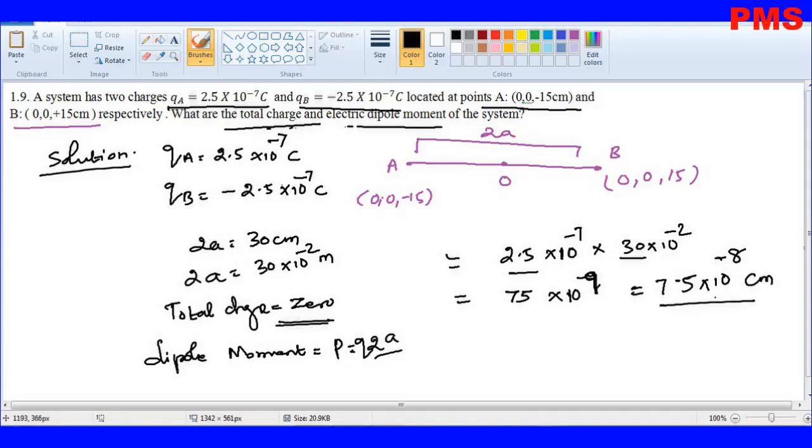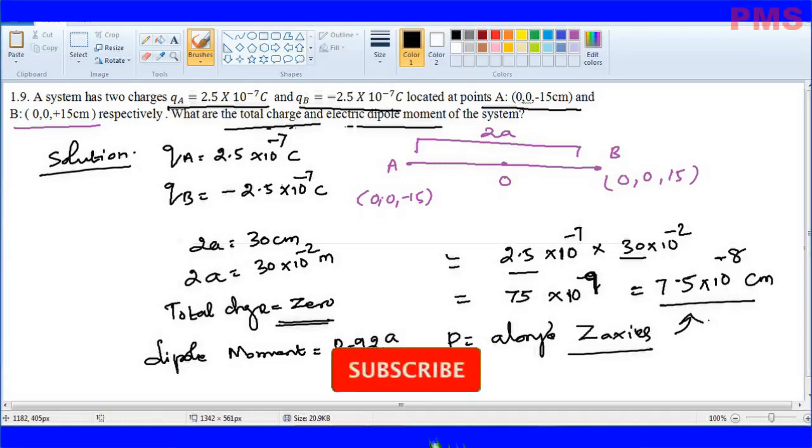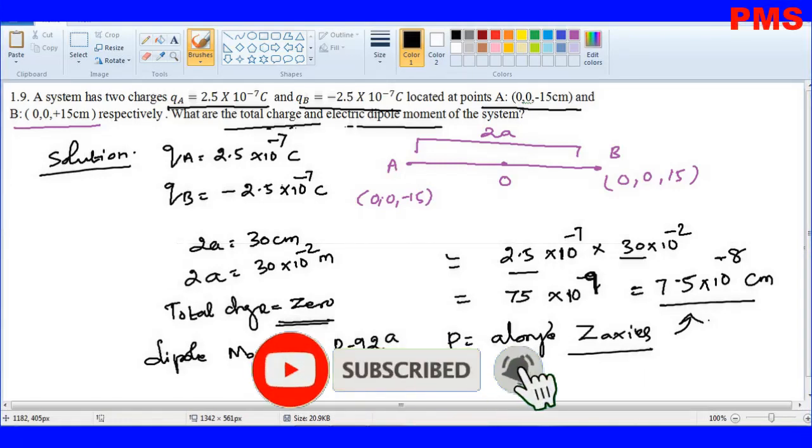So what are the total charge and the electric dipole moment of the system? The total charge is 0, because both charges are equal and opposite, so they cancel, and the dipole moment is 7.5 times 10 power minus 8 coulomb meter. It acts along the z axis. You can see that in this diagram.